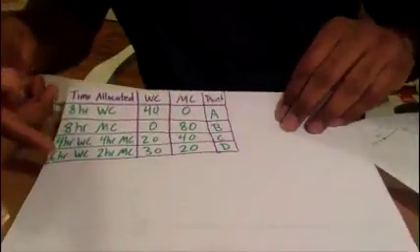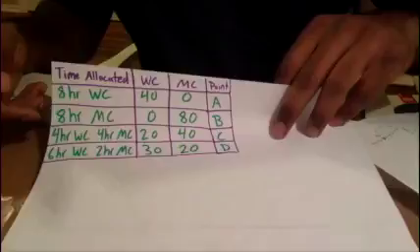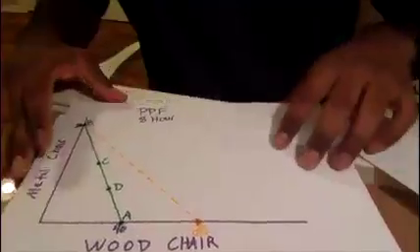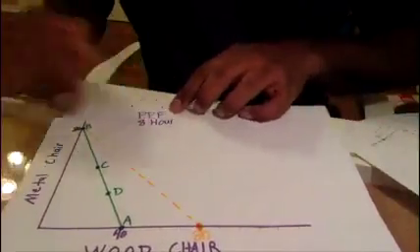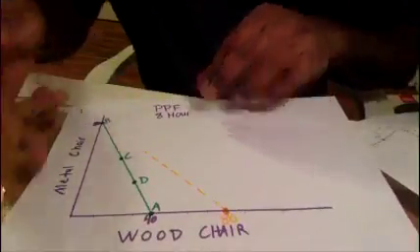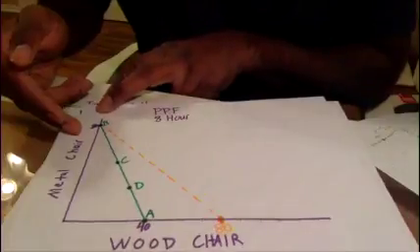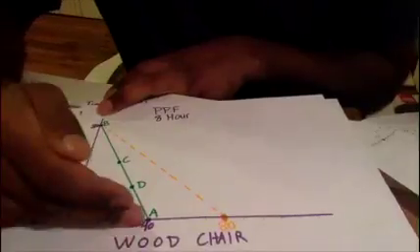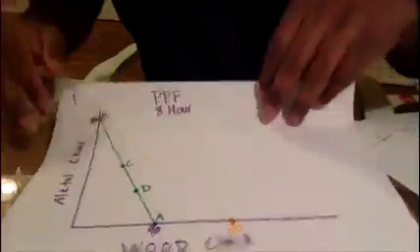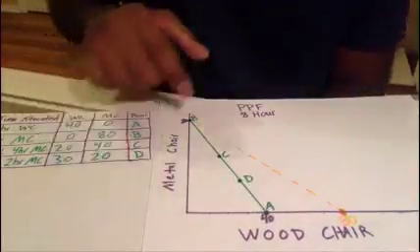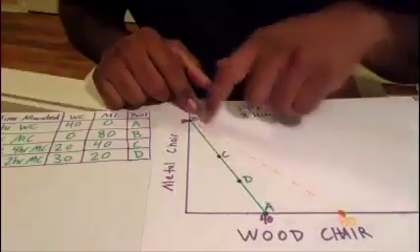Next, I'm going to plot these lines on my PPF. This is the chart for the 8-hour period. On this axis, we have 80 chairs that were made. If I allocated all of my time within one day, the 8-hour period, I would make 80 chairs. And for the wooden chairs, I would make 40 if I allocated all of my time. As you can see, these A, B, C, and D correlate to these points on the graph.